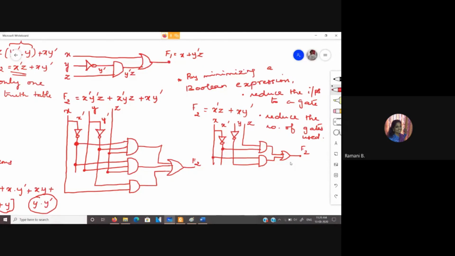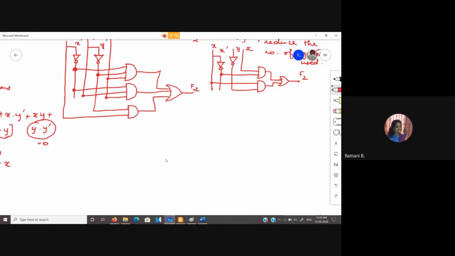Here we are seeing a very simple example, but in some cases, it will enormously reduce the complexity of the circuit diagram, and the implementation cost, everything gets minimized. That is the reason why we are seeing this minimization. We have other techniques for minimization, which we will be seeing in the next unit, maybe next week. One is called the Karnaugh map method, or K-map method.